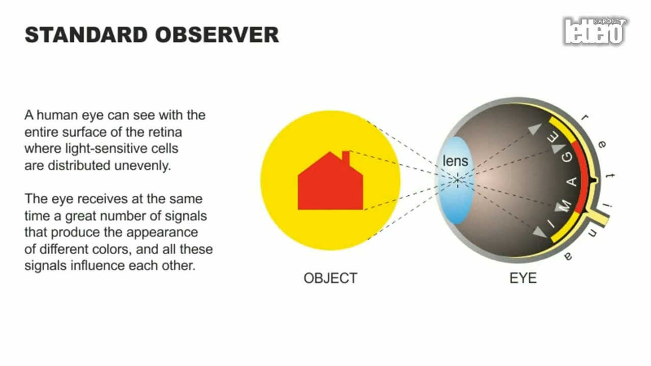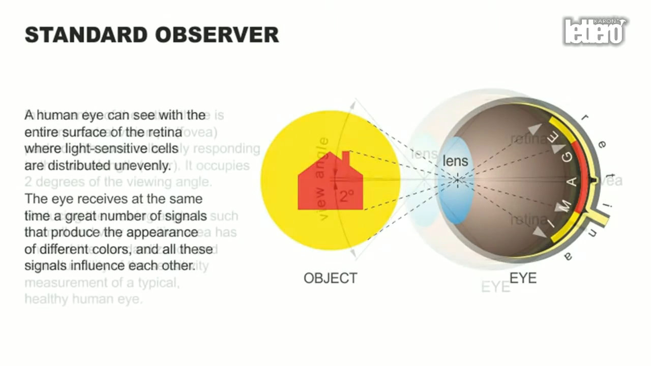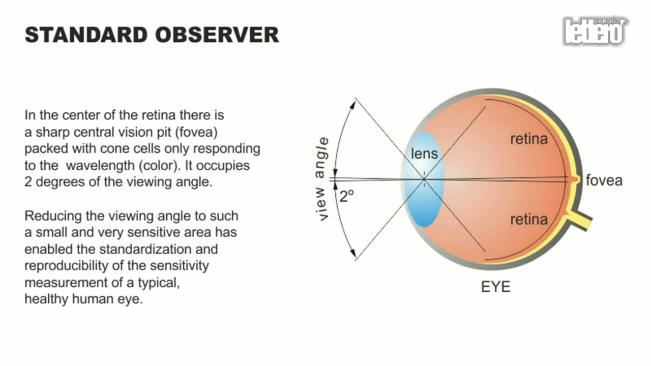The human eye can see with the entire surface of the retina, where light-sensitive cells are distributed unevenly. The eye simultaneously receives a great number of signals that produce sensations of different colours, all of which influence each other. In the centre of the retina, there is a sharp central vision pit, i.e. the fovea, in which there are only cone cells sensitive to wavelength, i.e. hue. It occupies 2 degrees of the viewing angle. With the viewing angle being limited to such a small and very sensitive area, researchers have been able to standardise and reproduce sensitivity measurements of an average healthy human eye.